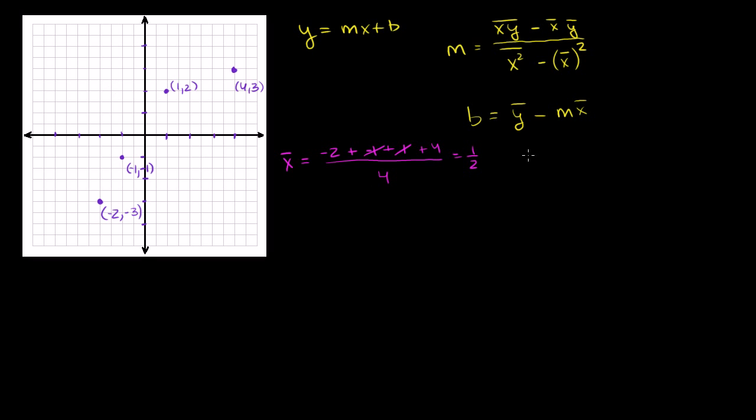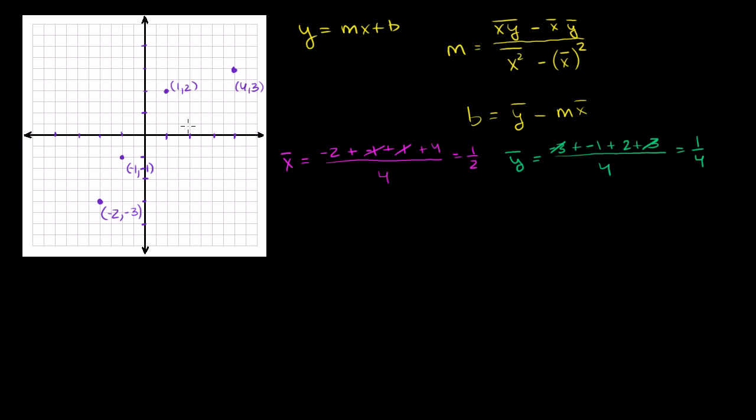Now let's do the mean of the y's. We have -3, -1, 2, and 3, and once again we have 4 data points. The -3 and the 3 cancel out. -1 plus 2 is 1. So this is equal to 1/4.